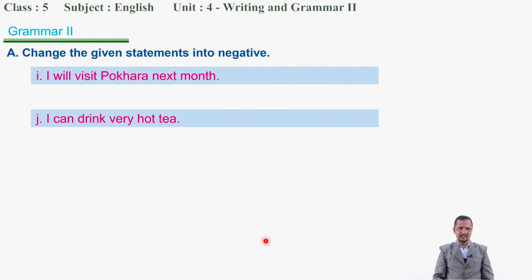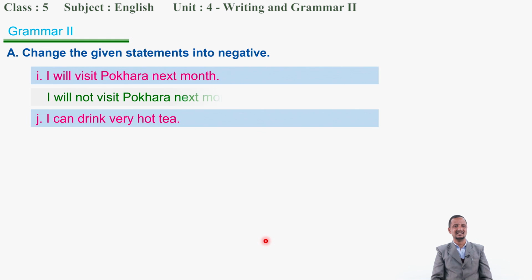Now, next, two sentences are there. Anybody, will you share me, please? I will visit Pokhara next month. Will not. Or we can say won't also. I will not visit Pokhara next month.